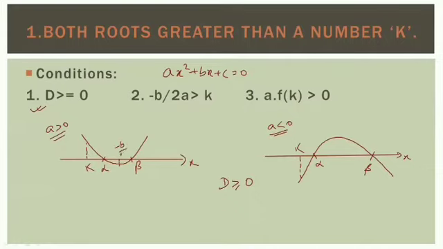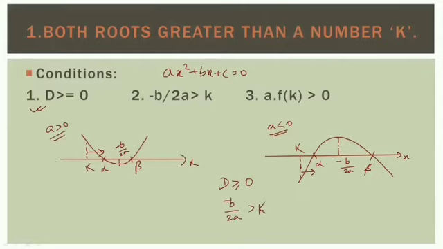Okay, now minus b by 2a is the number which lies just in between alpha and beta. So minus b by 2a will be greater than k because it is the mean of alpha and beta, and in this case also minus b by 2a will be greater than k. So we can say that minus b by 2a should be greater than k.